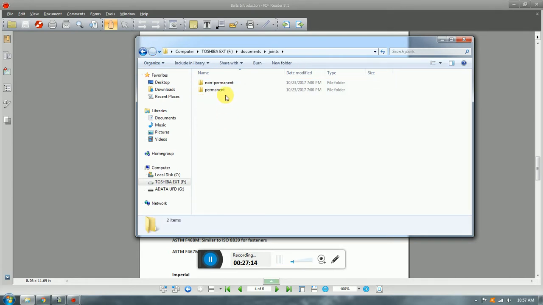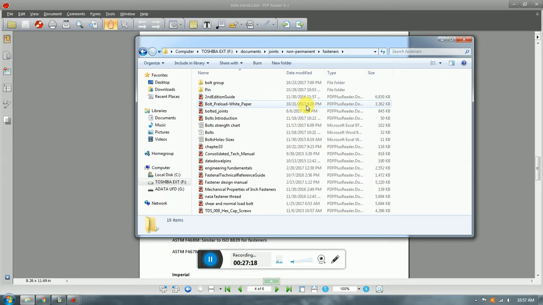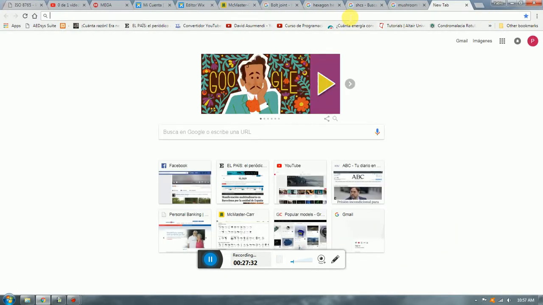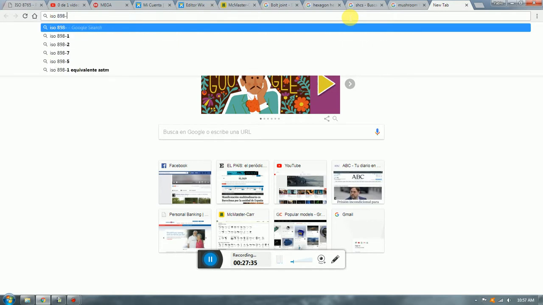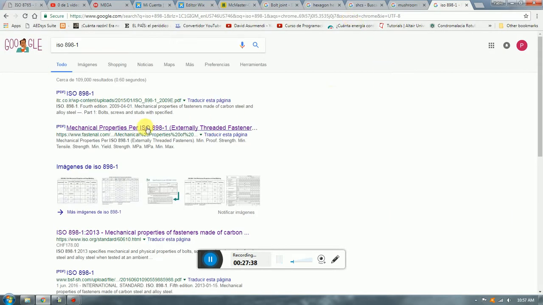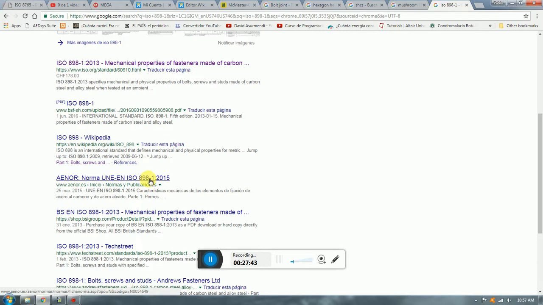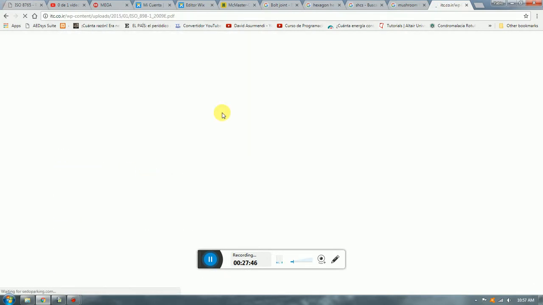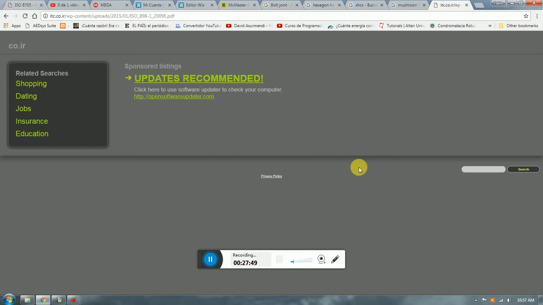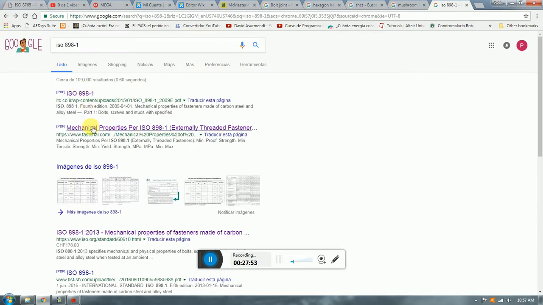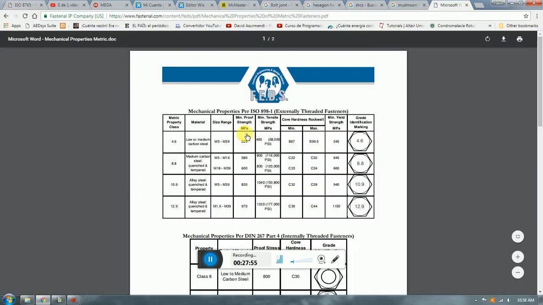I think I have it. If not, I will have to check it on the internet. Maybe I don't. No, I don't have it here. So we're gonna try to find an ISO 898-1. Here you can find it in ISO, but you can find it maybe here, maybe using a PDF. Well, this is not perfect, but at least it gives you an option.